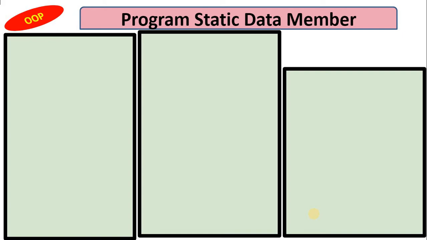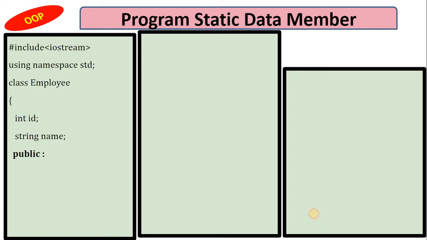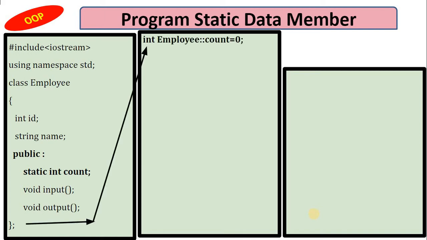Let us see a program for a static data member. Here we have class Employee with the data members string name and string ID. I am taking a static variable, static integer count. Then we have an input function and an output function. Then consider the declaration int Employee scope resolution operator count is equal to 0. This means that I am declaring the static variable outside the class.